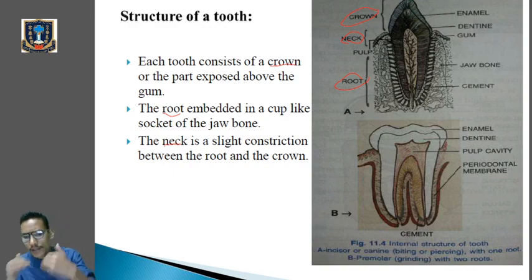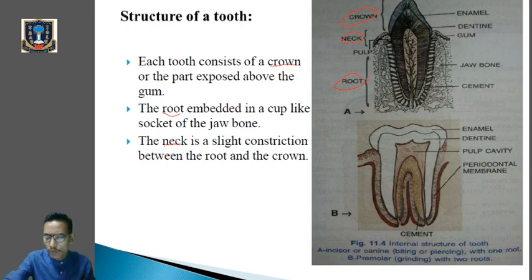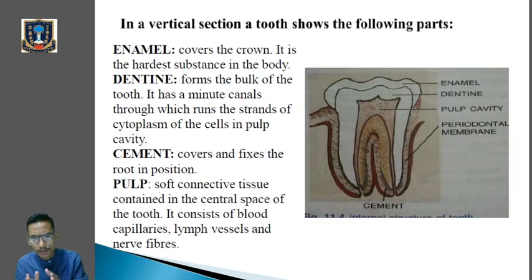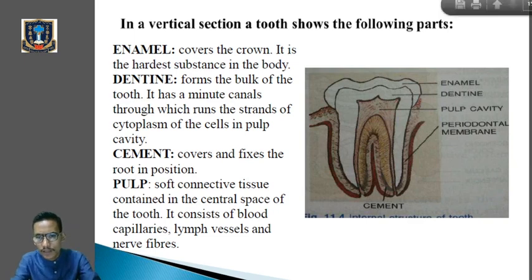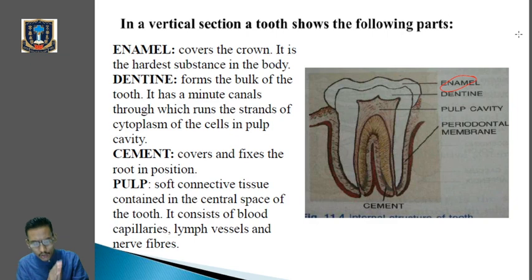When you go through a vertical section, the tooth will show the following parts. The first part is the enamel, E-N-A-M-E-L, which covers the crown. It is also known as ivory, and it is the hardest substance in the body. Please be careful: enamel is the hardest substance in the body.